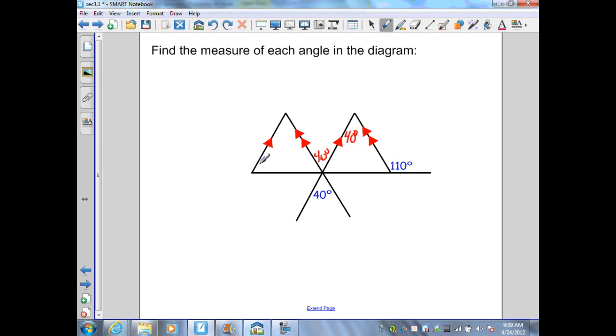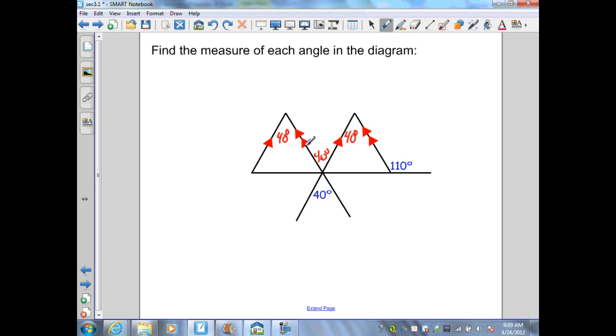I also know that I have a pair of parallel lines here. When two parallel lines are cut by a transversal, these alternate interior angles are congruent. So this is 40 degrees. Now I have a measure of this angle that is 110 degrees.